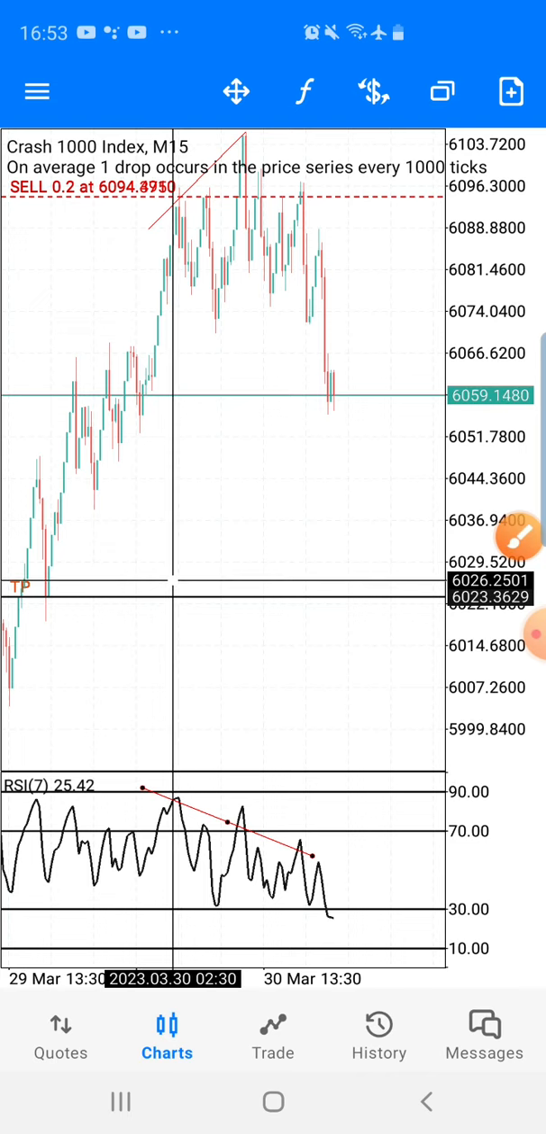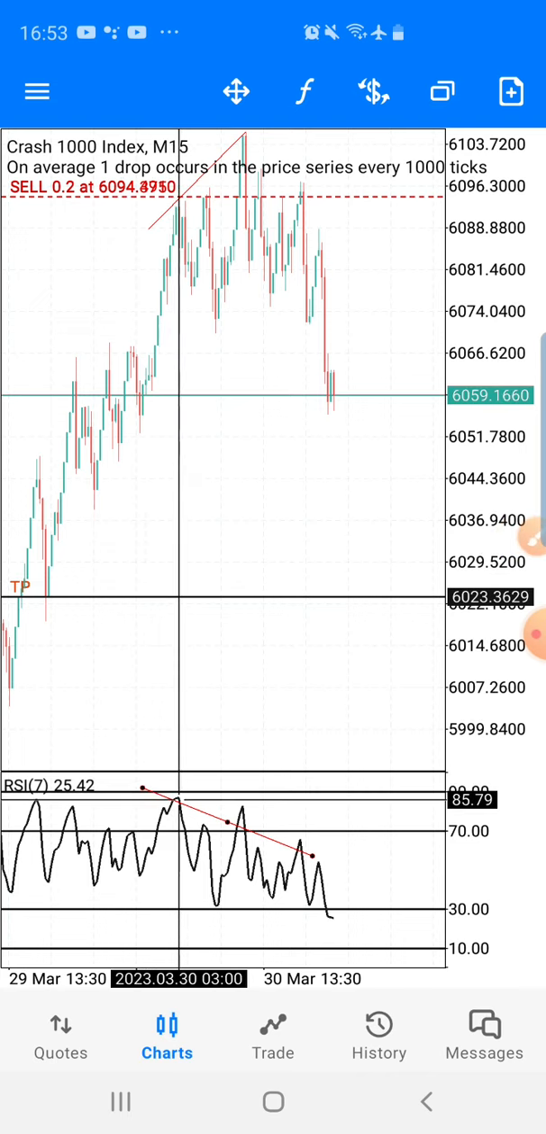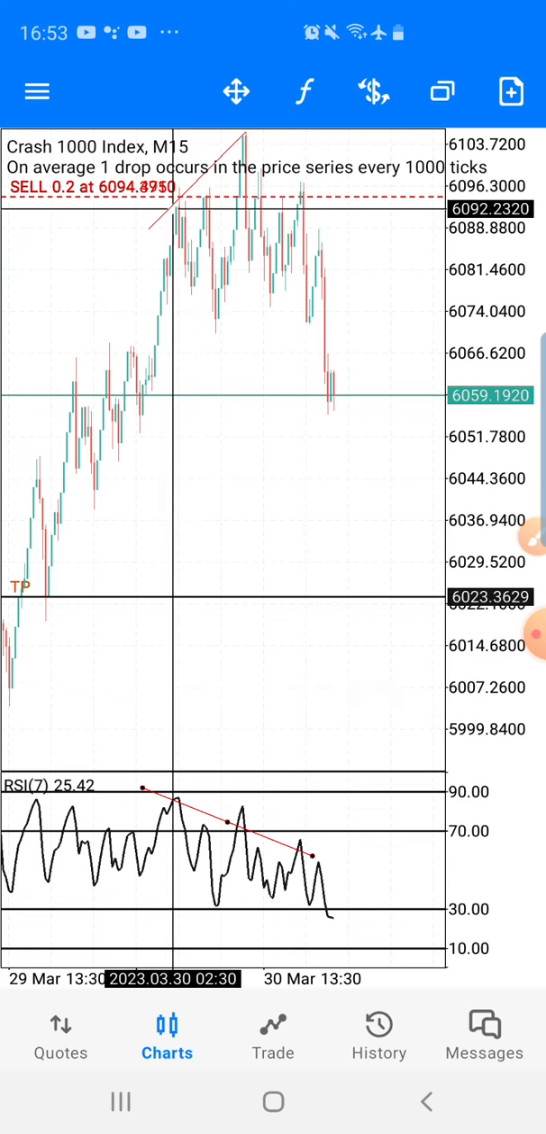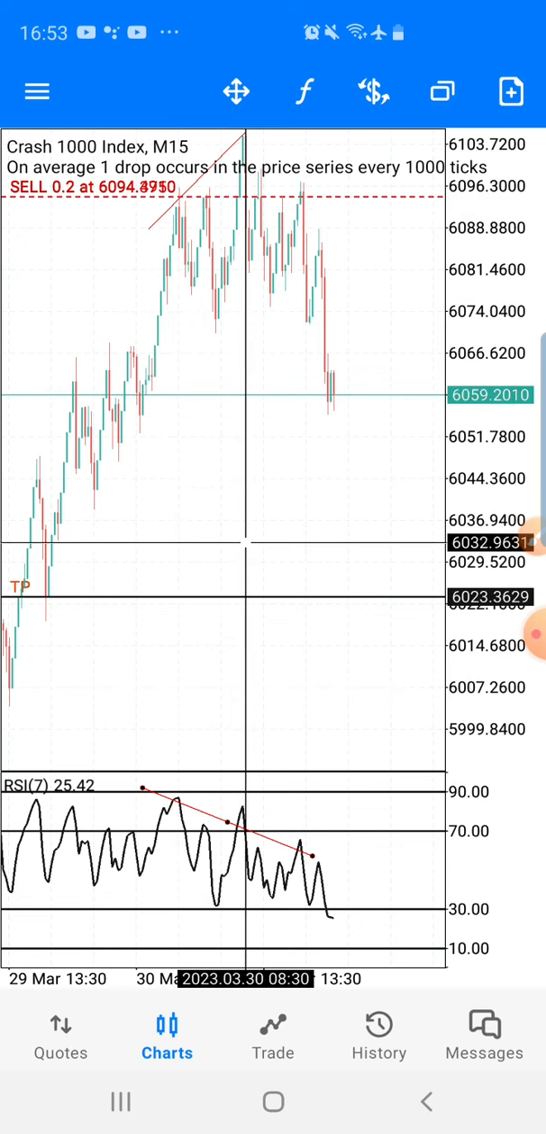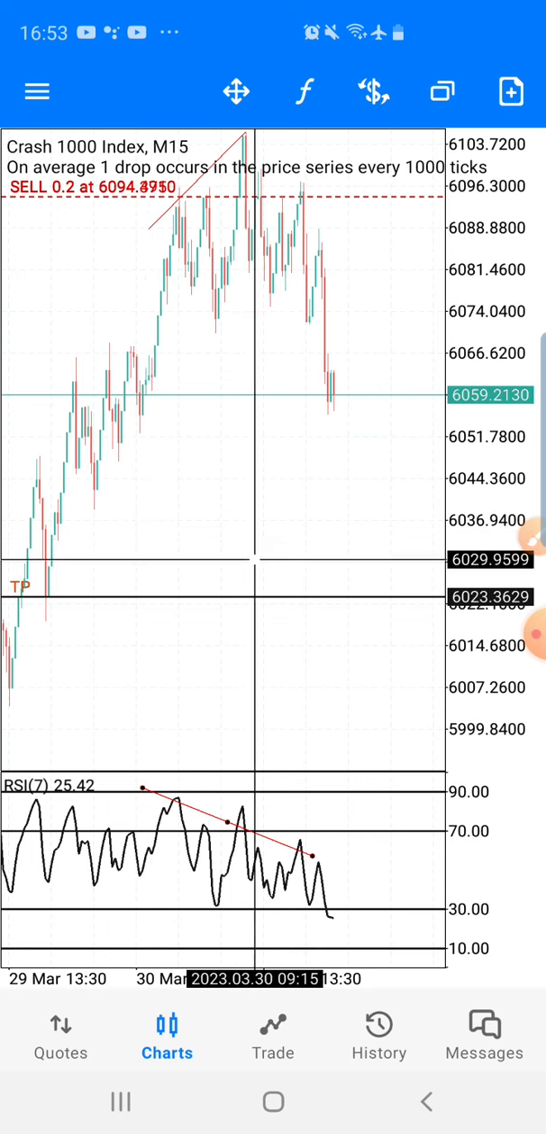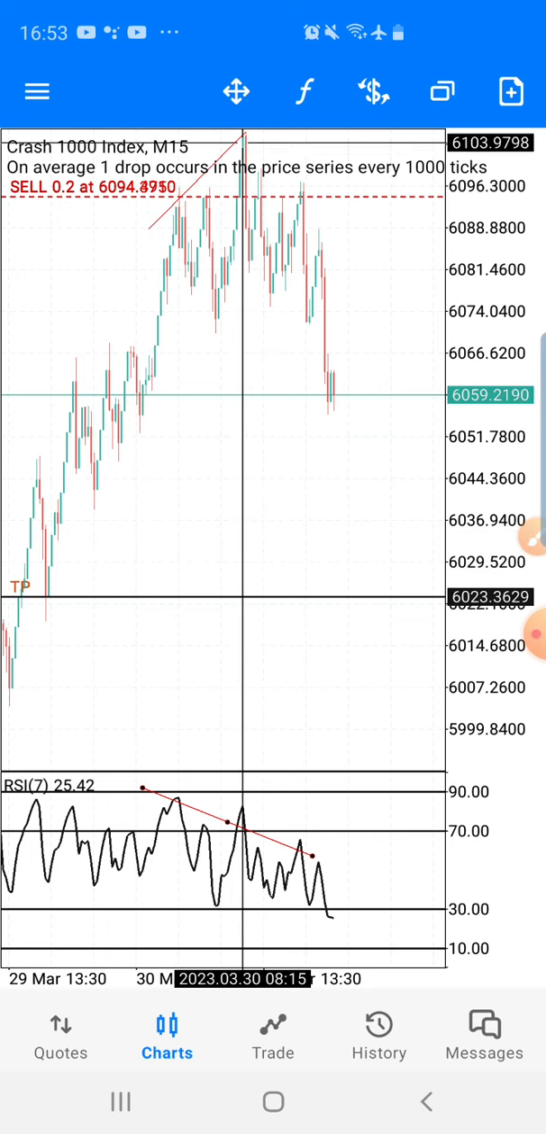You can see here we have the low at this zone. You can see this one. If you look here, we also have this. Then the second one becomes lower than the previous one, which is the RSI divergence we are talking about.